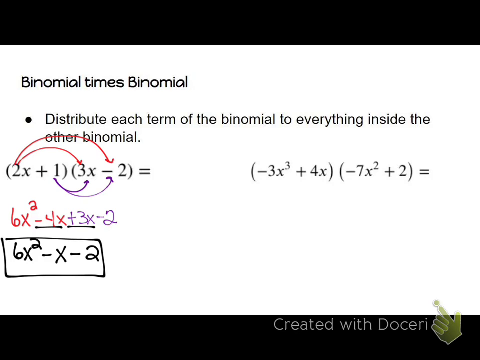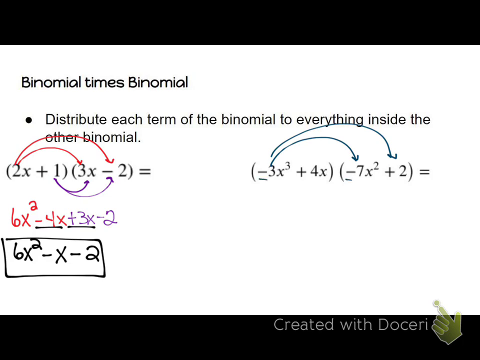Which term or which number am I going to use to distribute first? Negative 3x. Okay, I'm going to use that, and I'm going to distribute it to everything in this binomial over here. Okay? When I go to distribute, what do I multiply together first? Negative 3x and negative 7.